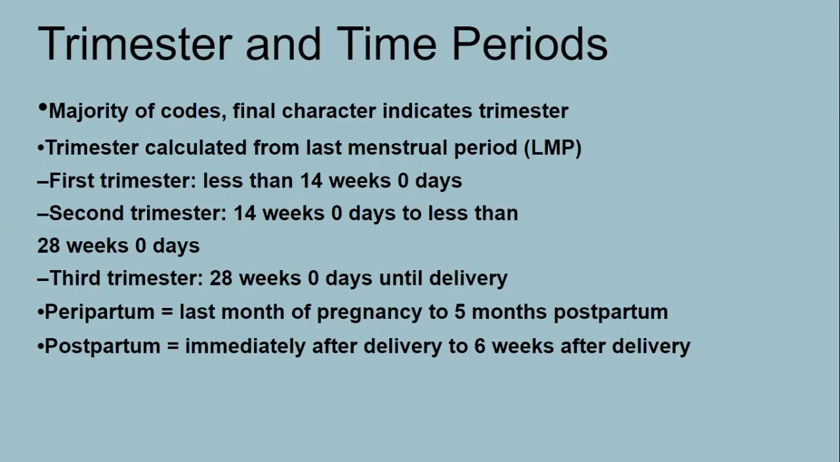Trimester and time periods. For the majority of codes, the final character indicates the trimester. Trimester is calculated from the last menstrual period, LMP. First trimester, less than 14 weeks 0 days. Second trimester, 14 weeks 0 days to less than 28 weeks 0 days. Third trimester is 28 weeks 0 days until delivery. Peripartum, last month of pregnancy to 5 months postpartum.